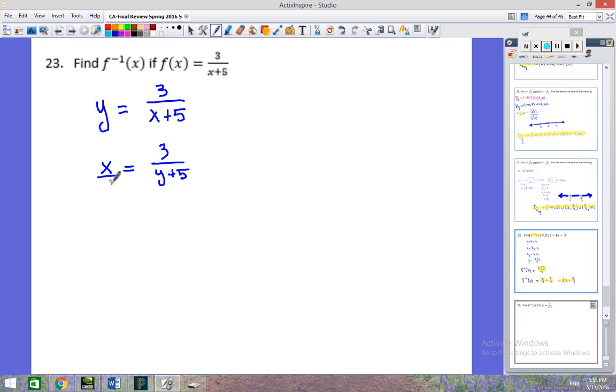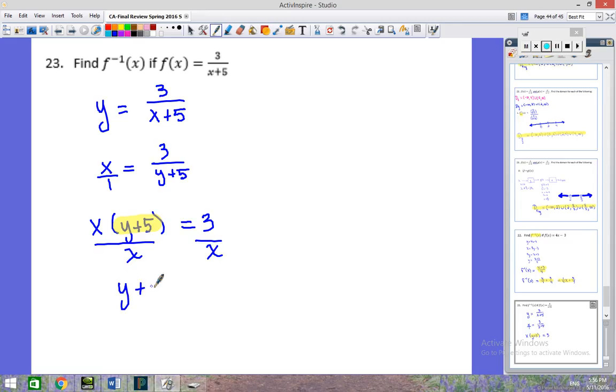So I'm going to make this a proportion, and I'm going to cross multiply. Along this diagonal, I have x times the quantity y plus 5. And along the other diagonal, I have 1 times 3. Well, remember, I'm trying to get the y by itself, but before I can do that, I need to get that factor y plus 5 divided by itself. So I'm going to divide both sides of this equation by x. X divided by x is 1, so on the left I have y plus 5, and on the right I have this fraction, 3 divided by x.